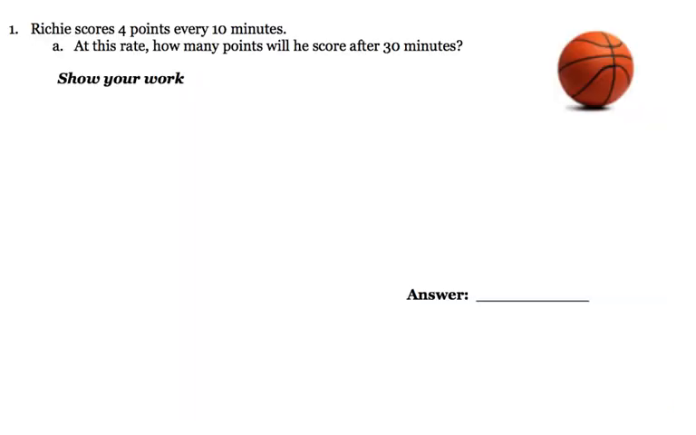All right, so on the back, we're reviewing ratios again, which is probably the biggest topic in all of middle school math. So Richie scores 4 points every 10 minutes. That is a ratio, 4 points for every 10 minutes. At this rate, how many points will he score after 30 minutes?